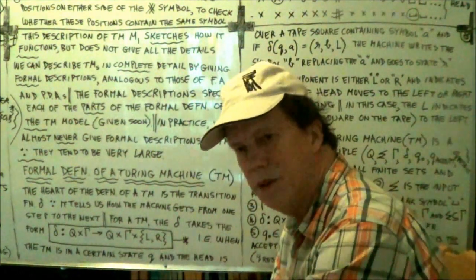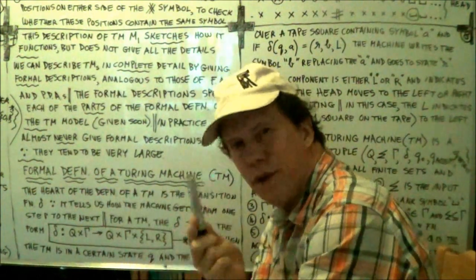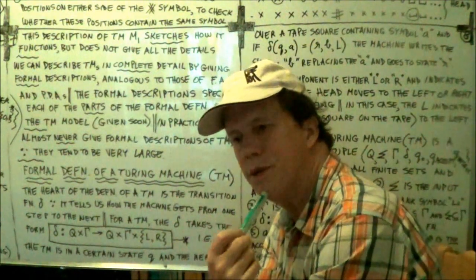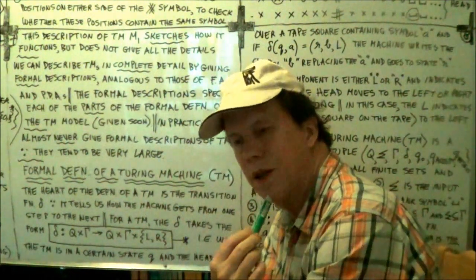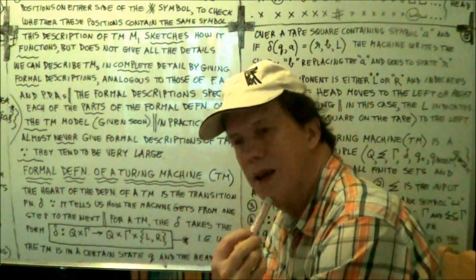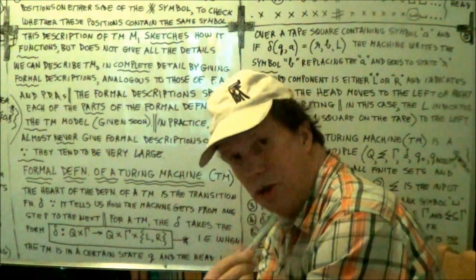Now, as usual, with any of these machines, any of these models, this is our third major model we're talking about on this board. First one was finite automaton, second one was PDA, push-down automaton, the stack-based machine, and this third one now, much more powerful, the Turing machine.